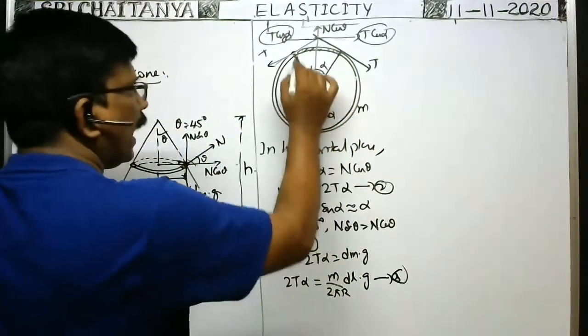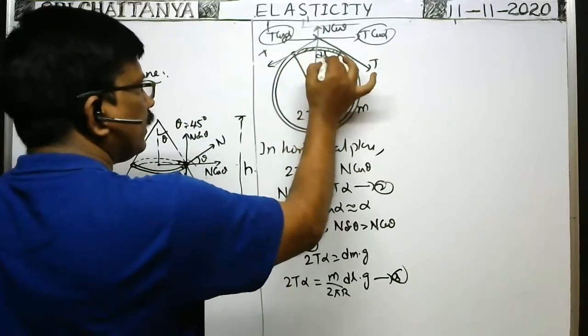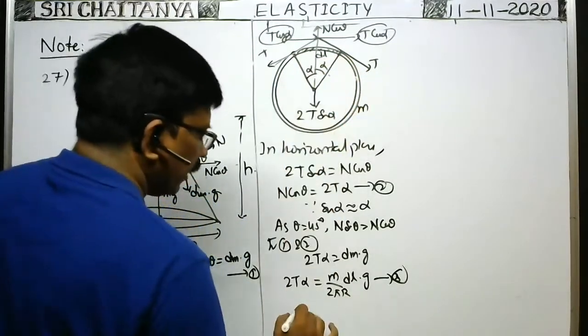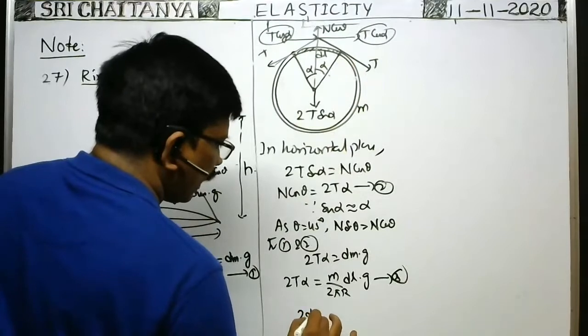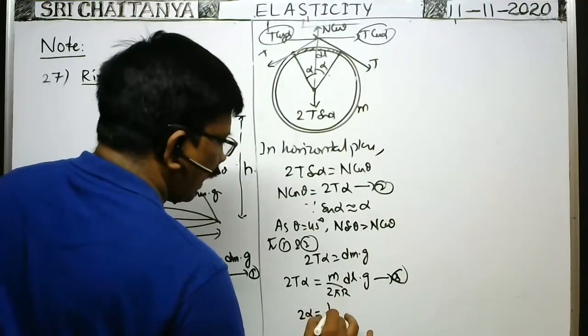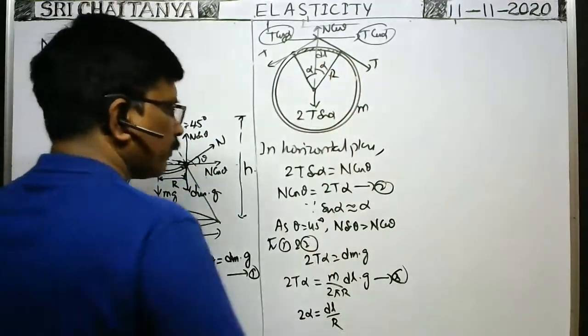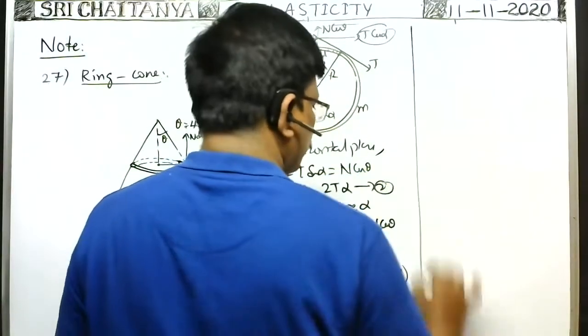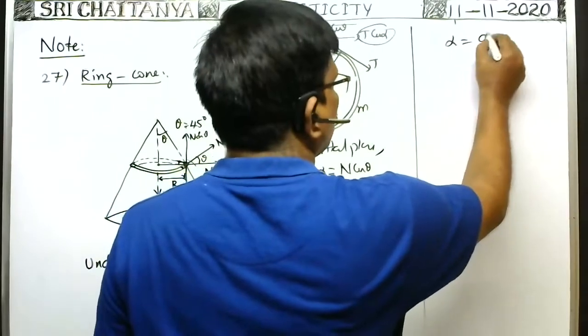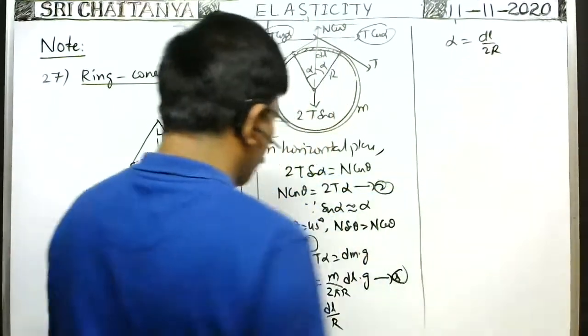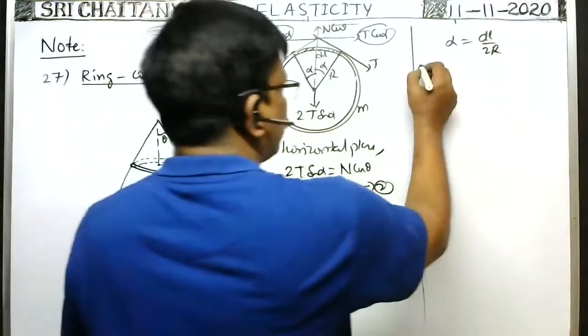From the diagram, the angle subtended by the arc of length dl at the center is 2 alpha. Therefore, the angle subtended by the arc at the center, 2 alpha, is equal to arc by radius. The radius is capital R. From this, alpha is equal to dl by 2 into capital R. Now we substitute here in this formula from 3.